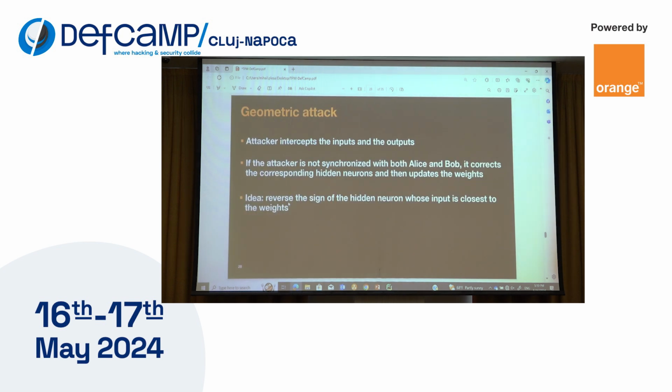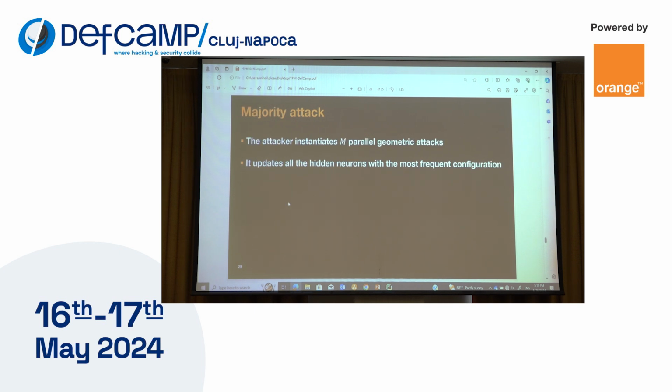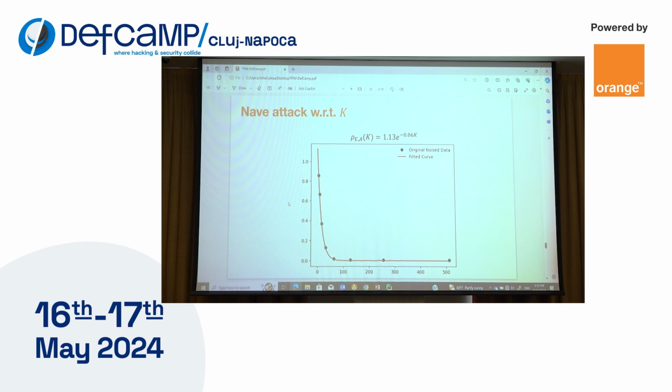Now, regarding the geometric attack, I will not enter into mathematical details. It's a more efficient attack. The idea is that when Alice and Bob have the same outputs, but Eve has a different output, Eve will flip one of her hidden neurons in order to get the same output as Alice and Bob. That's the intuitive idea. But again, even if the attacker is more efficient, the majority attack is a parallel instantiation of the geometric attack. Like you see in this figure, here it's not the naive attack, it's the geometric attack. Also, the percentage of the key recovered by the attacker drops exponentially in K.